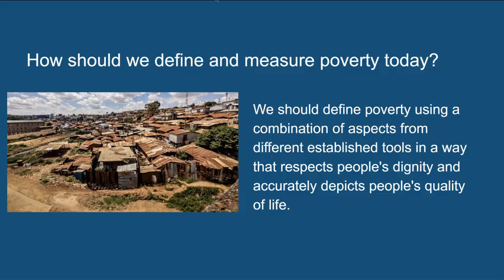For coming up with our thesis, we wanted to make the point that we were going to incorporate various aspects from established poverty measurement tools. We wanted to accurately be able to consider someone's quality of life, which some tools don't do best, and we wanted to do that in a way that respects people's dignity. So, our thesis is, we should define poverty using a combination of aspects from different established tools in a way that respects people's dignity and accurately depicts people's quality of life.